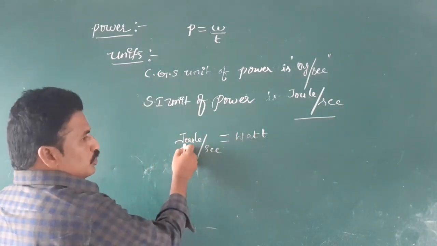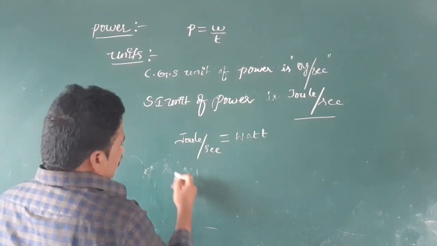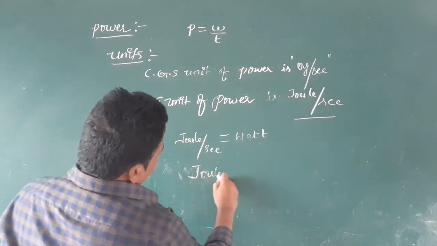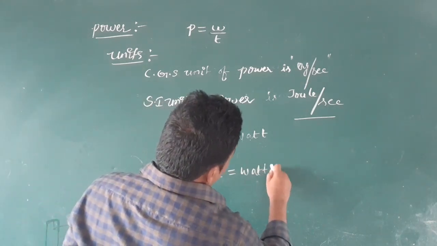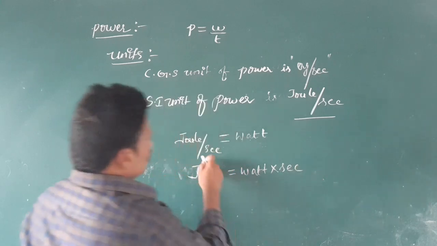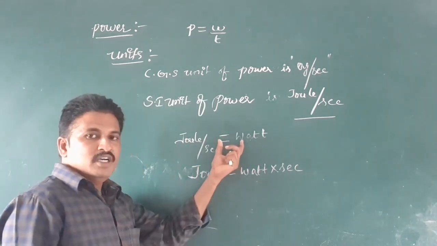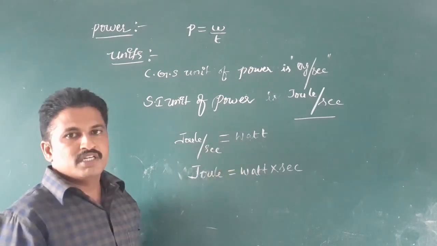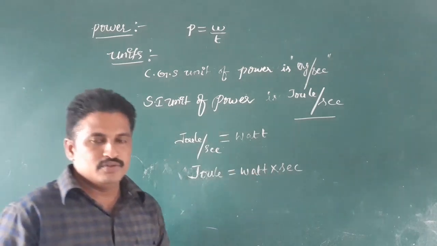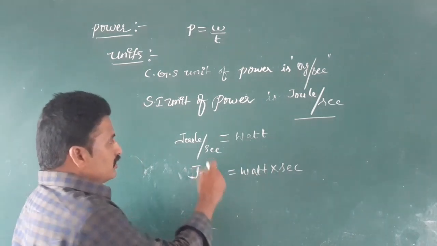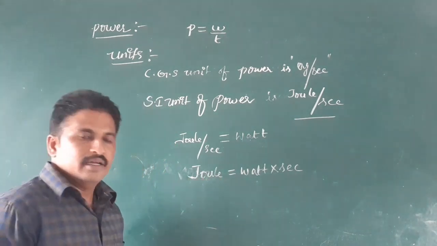1 watt is equal to 1 joule per second. From this, 1 joule can be written as watt second, watt into second, students. By taking the cross multiplication for the above expression, we will get joule is equal to 1 watt second, students. Joule is the unit of work done or energy in the SI system, work done or energy, students.